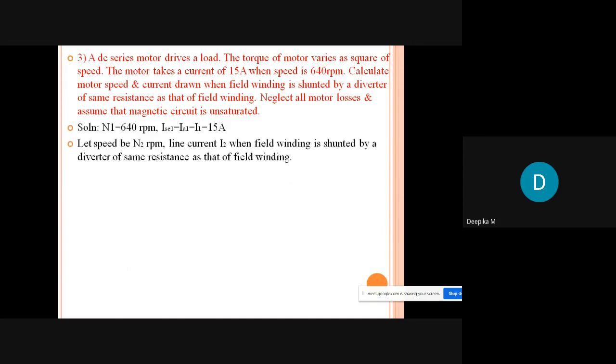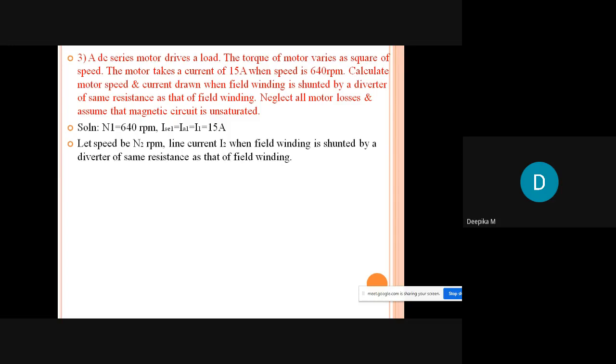Next, neglect all the motor losses and assume the magnetic circuit is unsaturated. So here flux is not constant. That is the condition. Solution: let N1 be 640 rpm, and the series current is the same as the armature current, which is 15 ampere. Let the speed be N2 and the line current be I2 when the field winding is shunted by a diverter of the same resistance as that of the field winding.